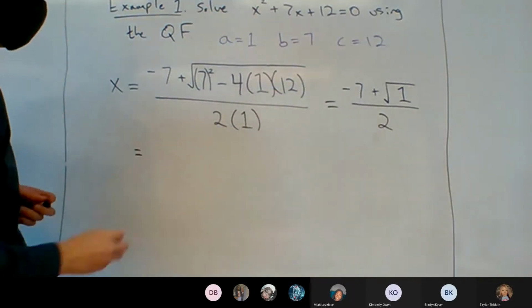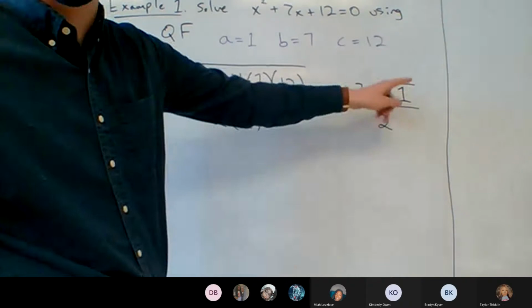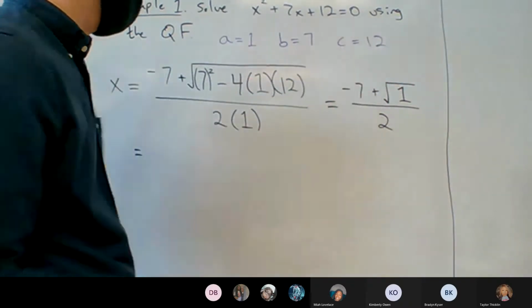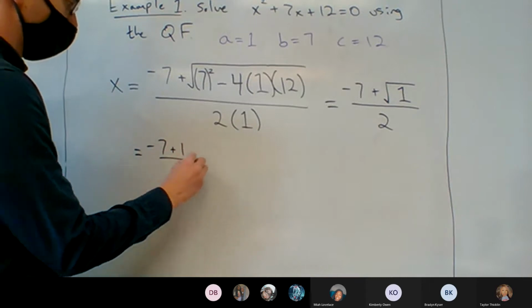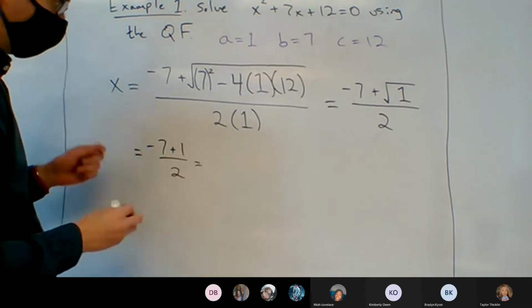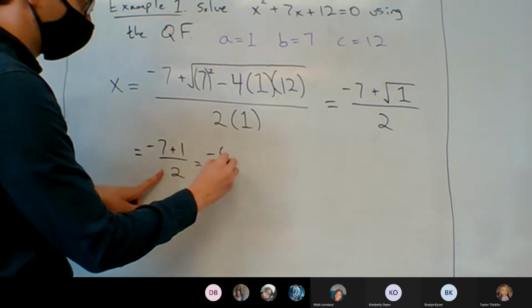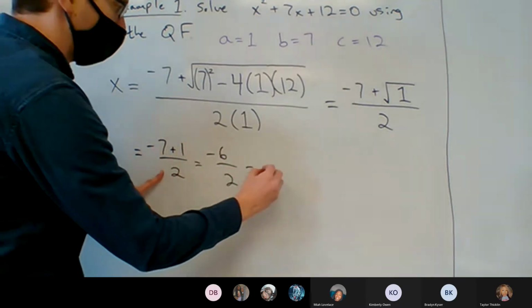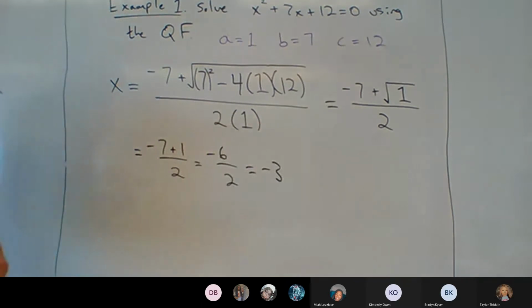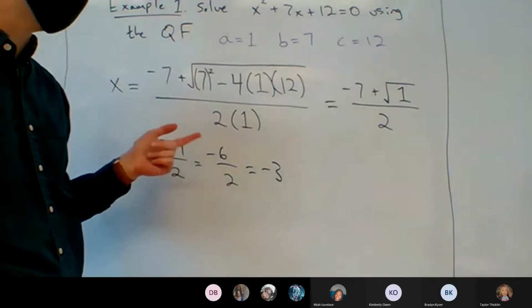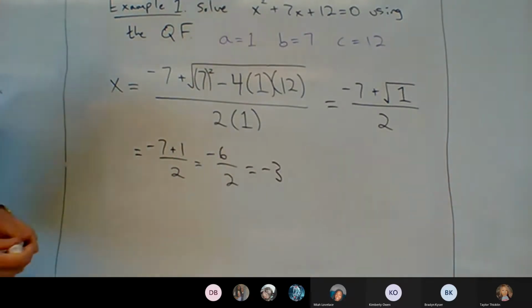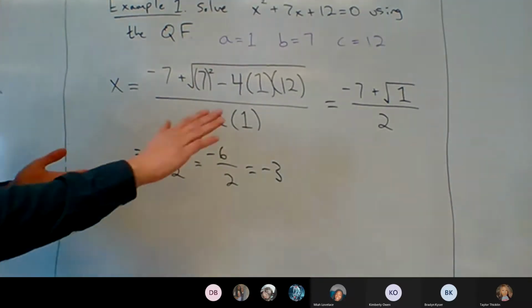Now the square root of 1 is just 1. So I've got negative 7 plus 1 all over 2. Negative 7 plus 1 is negative 6, all over 2. So I get negative 3. And that checks out with one of the solutions we got last time. You remember the solutions to this were negative 3 and negative 4. Okay, I'm going to give you a second to write those last few steps down, and then I've got to erase.